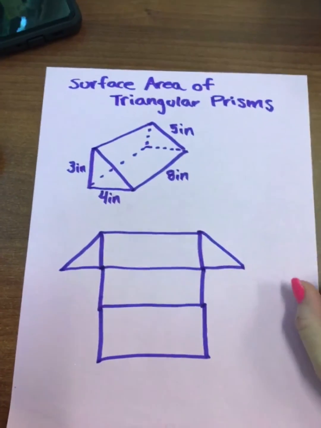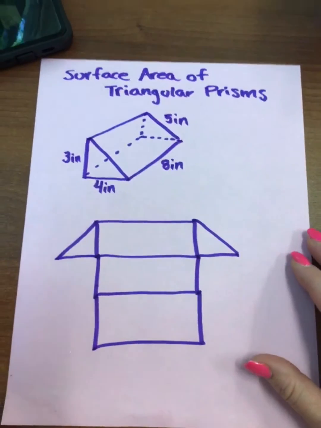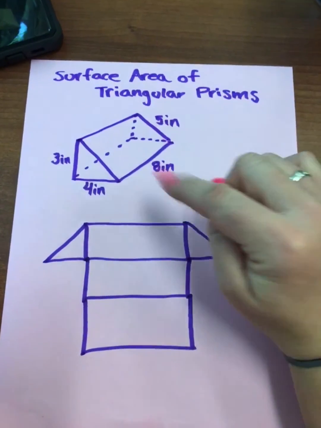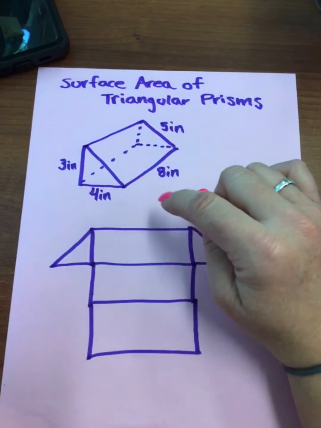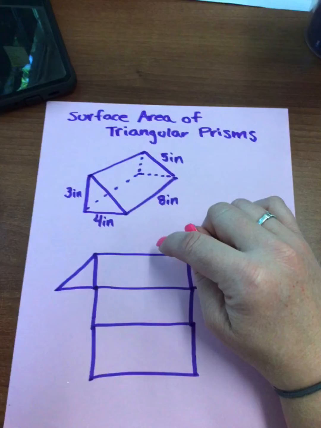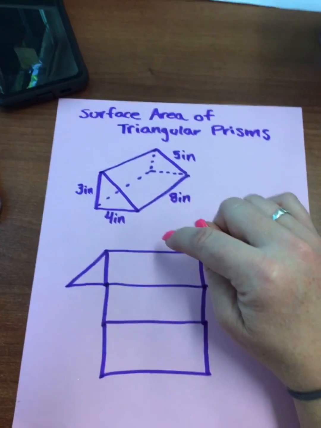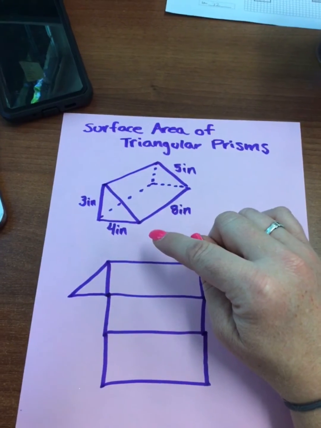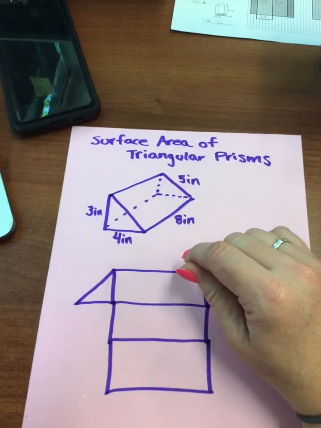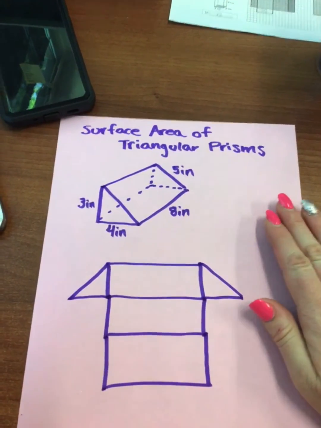Today we're going to find surface area of a triangular prism. A triangular prism has two triangles, one on each end, and is connected by three rectangles in the middle. Most of the time, these three rectangles will be different sizes because the triangle generally will have three different measurements. On occasion, you will have two triangles or rectangles that will be the same.